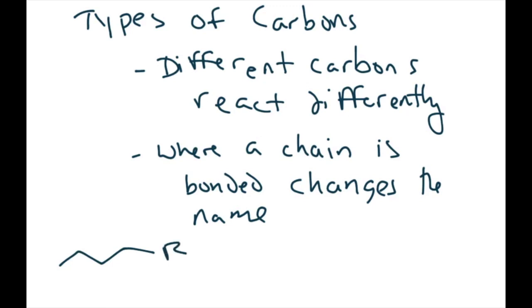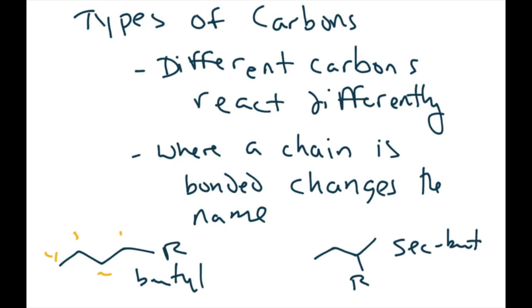We've already seen this. So 4 carbons in a straight line, 1, 2, 3, 4. That group is butyl. But if I have 4 carbons where the R group is off the second carbon, that is sec-butyl. So being able to identify different carbons and classify them is also important for naming. There are 4 types of carbons. The first type is primary, or R primary.